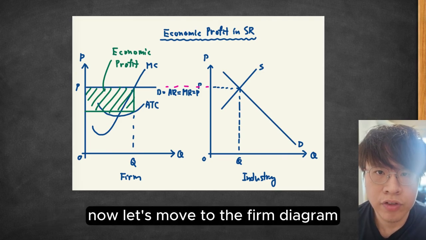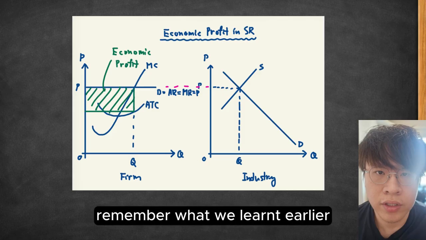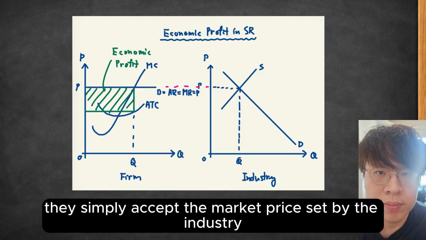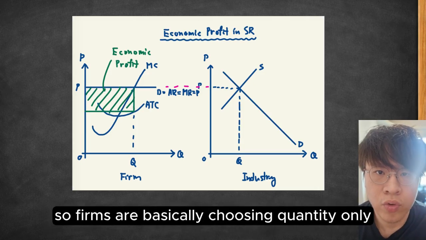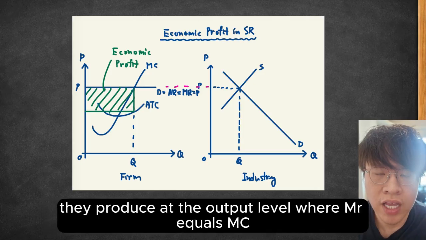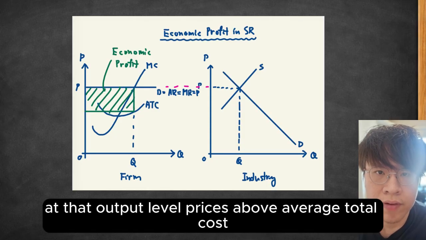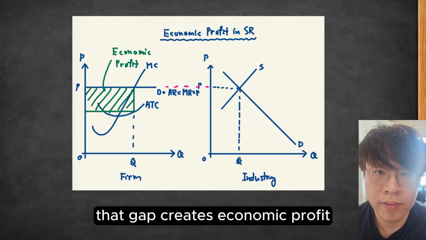Now let's move to the firm diagram. Remember what we learned earlier. In this market structure, firms cannot choose their own price. They simply accept the market price set by the industry. So firms are basically choosing quantity only. Eventually, they produce at the output level where MR equals MC because this is where profit is maximized. At that output level, price is above average total cost. That gap creates economic profit.